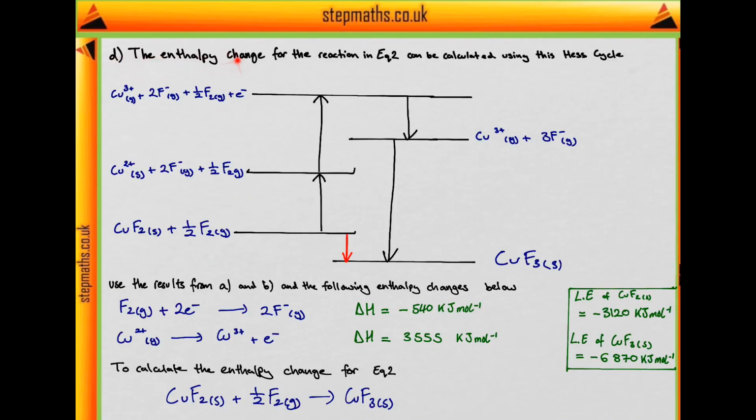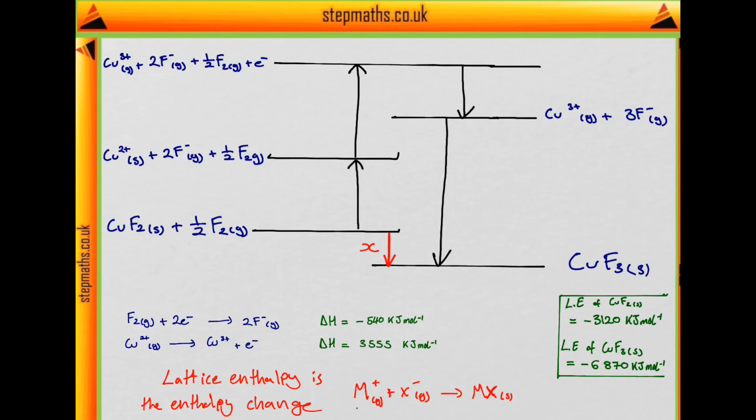Question D. The enthalpy change for the reaction in equation 2 can be calculated using this Hess cycle. Use the results from Part A and Part B, summarized here, and the following enthalpy changes below, to calculate the enthalpy change for equation 2, which is CuF2 plus a half F2 goes to CuF3. If you want to have a go at this, please pause the video now.